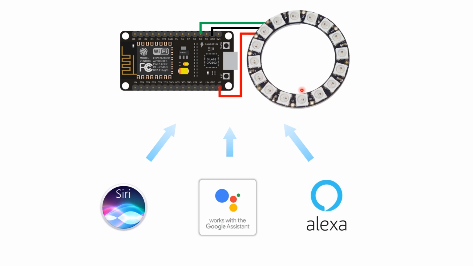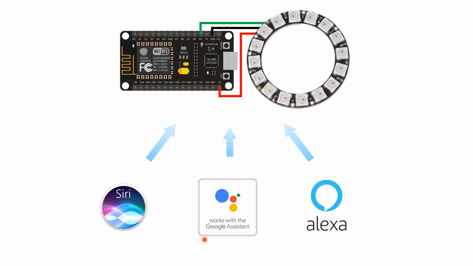So this is the most minimalistic form in which you can connect NeoPixel lights to an ESP8266. Just connect the 5 volt to the VIN, the ground to the ground, and a data line to one of these pins. In my case, I've just connected it to the RX pin, which is GPIO3.